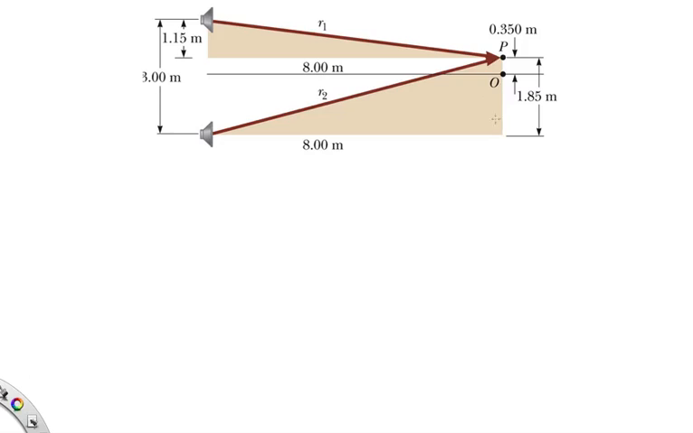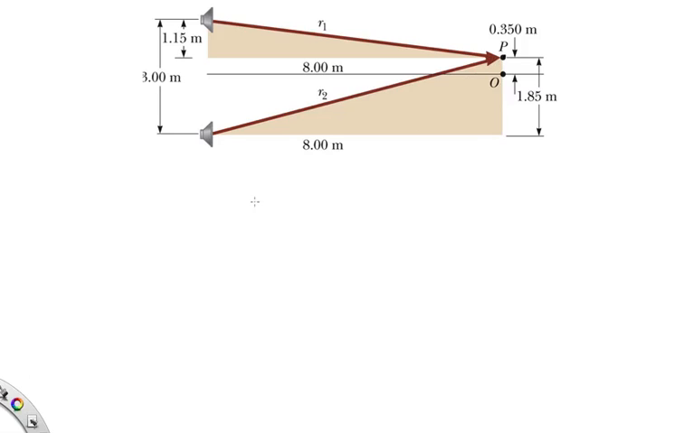Now, the person at O moves this distance so that now the sound from speaker 1 is travelling path length R1, and the sound from speaker 2 is travelling the path length R2. Now the person moves to position P, and the sound from speaker 1 travels the path length R1, and the sound from speaker 2 travels the path length R2. We're told that this is the first minimum in sound intensity.